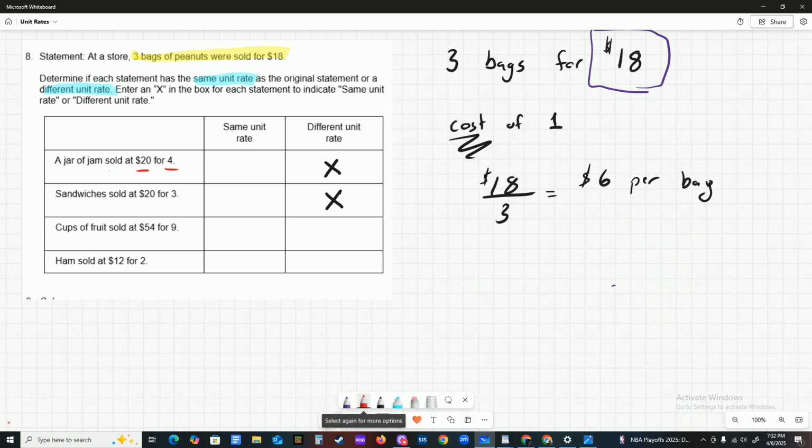The next one is a cup of fruit is $54 for 9. So we have 54 divided by 9. I know that's equal to 6. So we finally got one. So this is the same unit rate. And let's check the last one. It's $12 for 2. So we take the $12 and divide by 2. And we get 6 again. And those are our answers. The jam and the sandwiches are different unit rates, but the fruit and the ham is the same unit rate. And that's all it is.